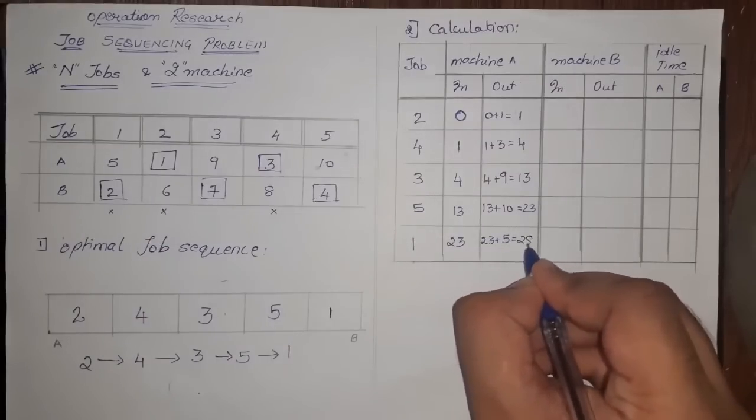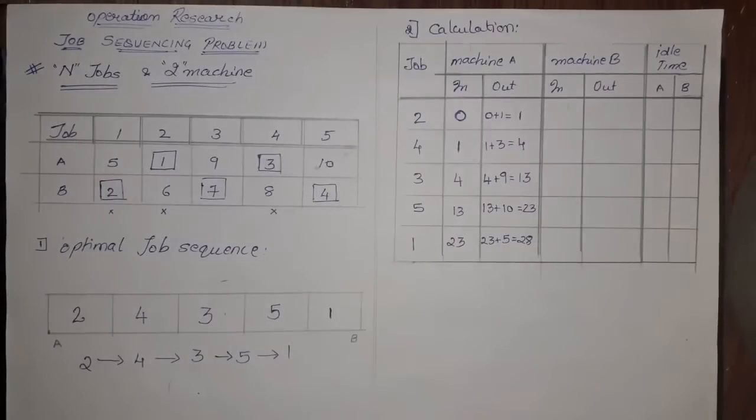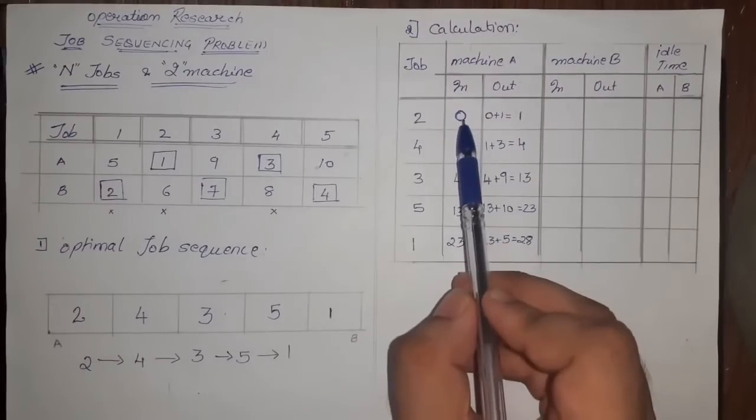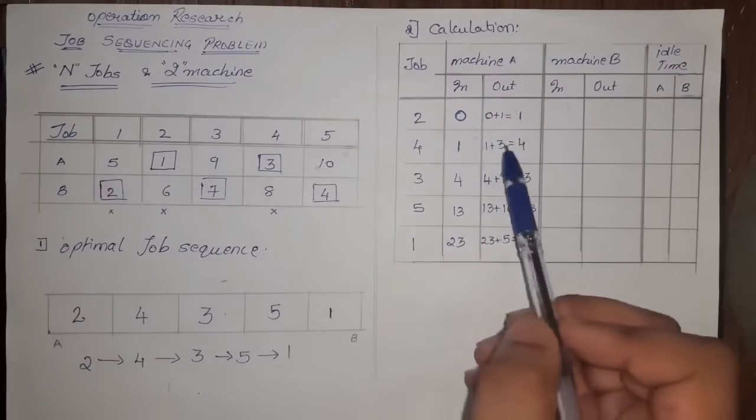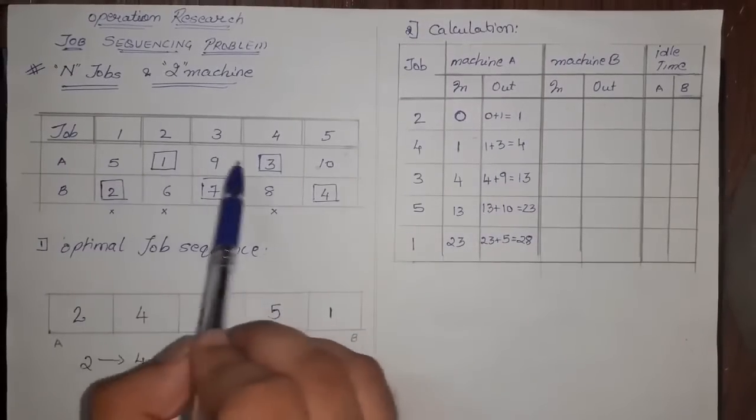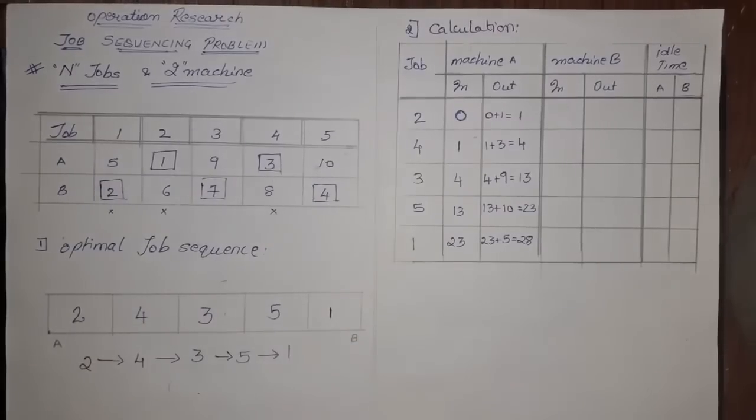Okay, and lastly it will be 23 plus job number 1 has taken 5 hours. So total is 28. Okay, so we first start with 0 and then we keep adding the number of hours that have been taken by the respective job. That was for machine A, the first machine.